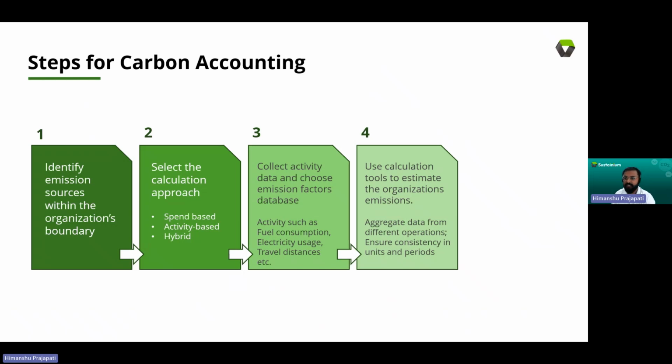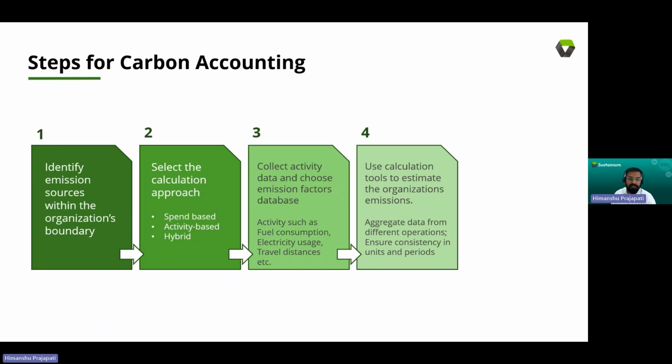For an example, if you're using a tool which helps you estimate the emissions of each of your locations, and at the same time aggregates or rolls up the information into one parent company or group level information that you're able to extract from that particular tool, that'll be amazing.